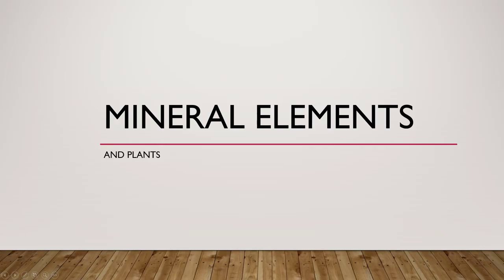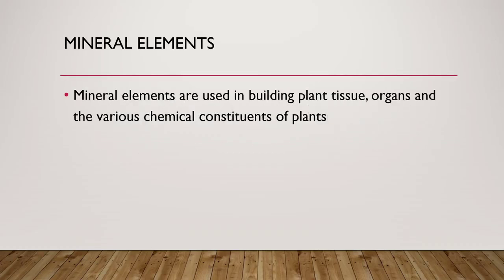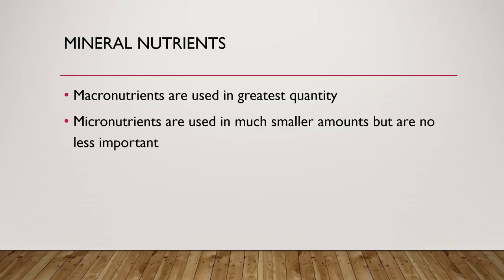So we talked about minerals being one of the things that are transported through plants. Mineral elements are used in building plant tissue, organs, and various chemical constituents of plants. Macronutrients are used in the greatest quantity. Micronutrients are used in much smaller amounts, but are also very important.